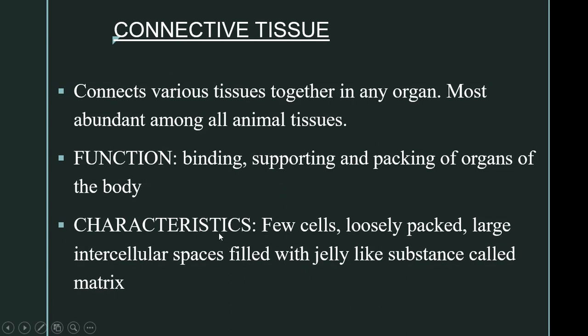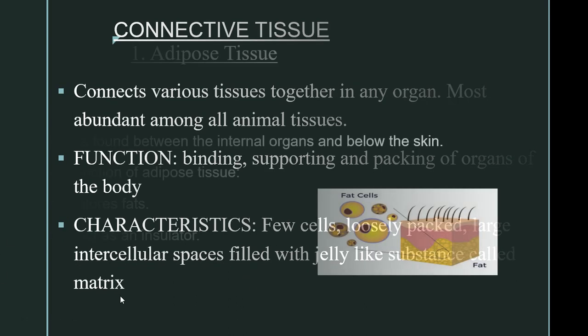The characteristic features of connective tissue are that it has loosely packed cells with large intercellular spaces, and these spaces are filled with a jelly-like substance called matrix. Is it clear? The loosely packed cells are embedded inside a jelly-like, that is viscous, substance called matrix.